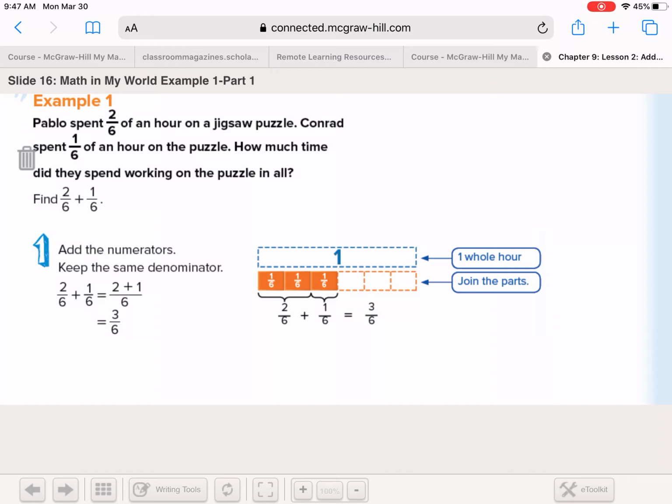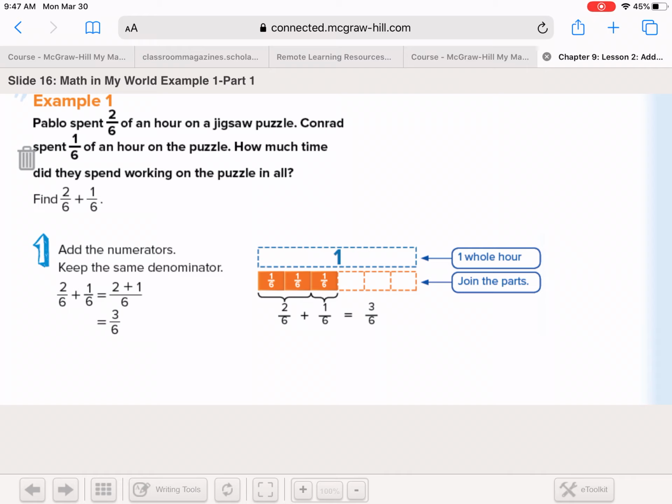All right, Pablo spent 2/6 of an hour on a jigsaw puzzle. Conrad spent 1/6 of an hour on the puzzle. How much time did they spend working on the puzzle in all? Okay, so they just want us to add it up. 2/6 plus 1/6. Remember, the denominator doesn't change. It stays the same. 2 plus 1 is 3, and the answer is 3/6.